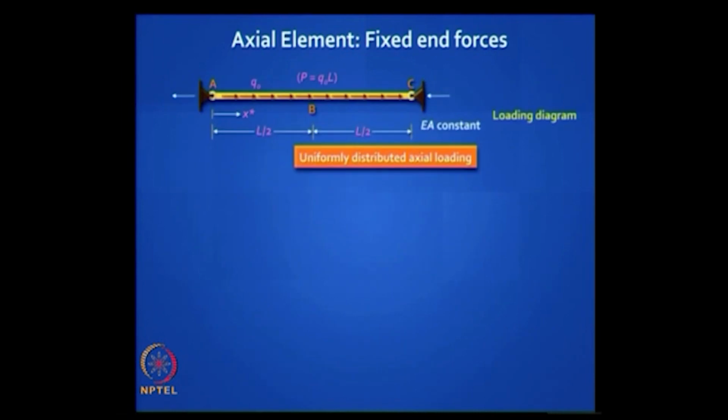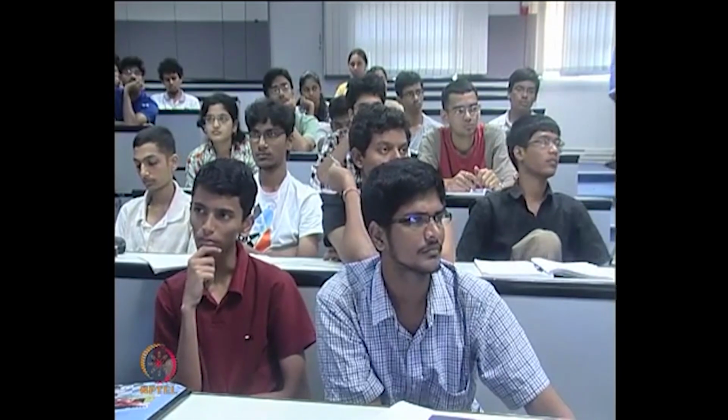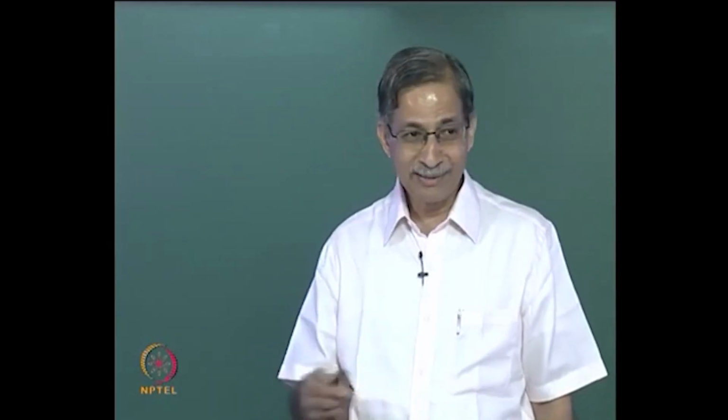The other case you should look at is if you have a UDL. If you have a UDL, what will be the reaction at the two ends? Very easy, half of the total load P, so it is P by 2, P by 2. What will be the variation of axial force? Linear. Yeah, it will be linearly varying, not like the previous case. And how do you think the deflections will vary? Yeah, parabolically, and you can prove that the deflection in the middle is PL by 8EA.